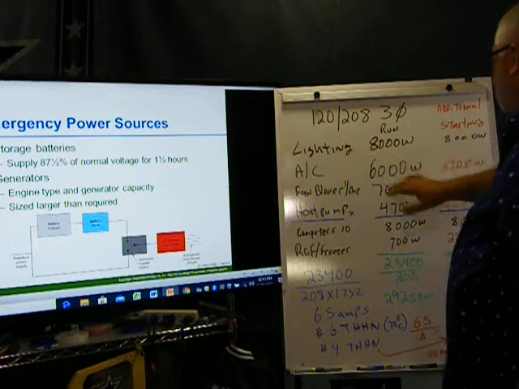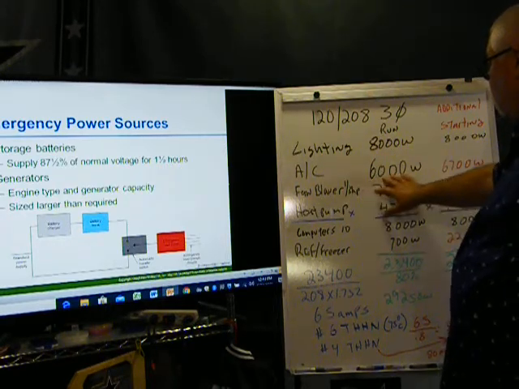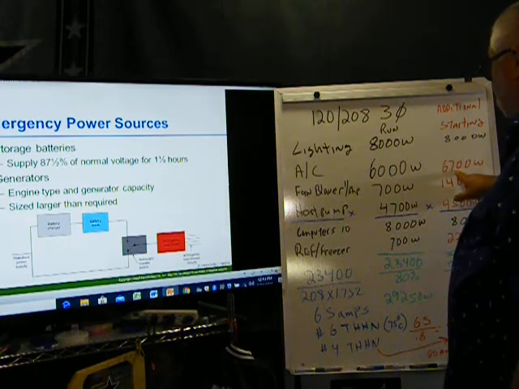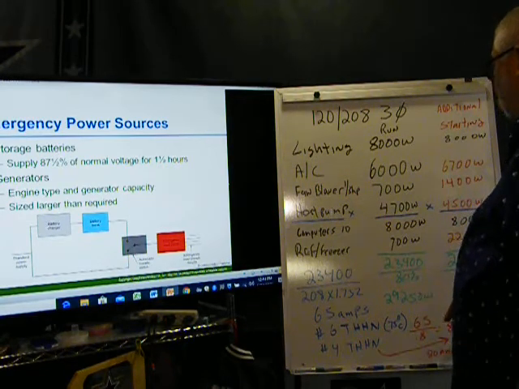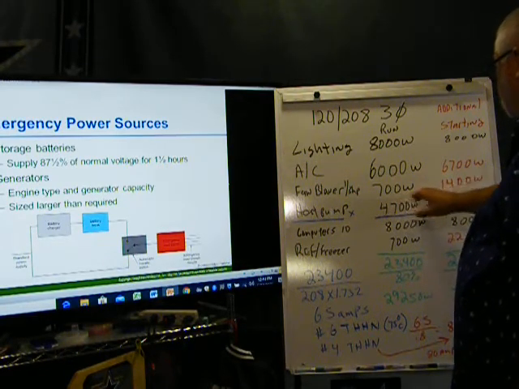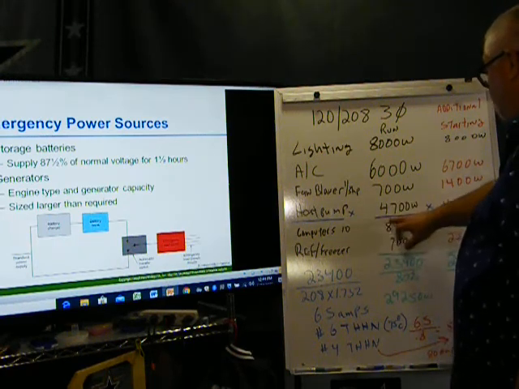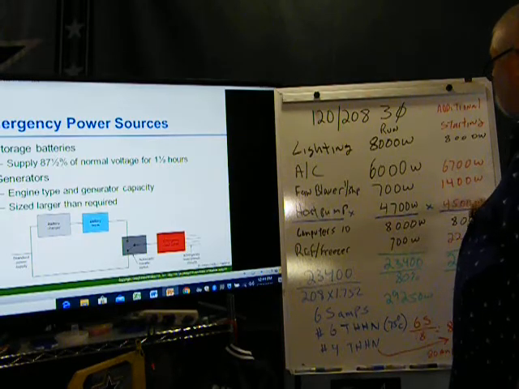So my lighting is 8,000. There's no extra. AC, 6,000 watts running, starting 6,700 watts. My fan blower, 1/3 horsepower, 700 watts running, 1,400 starting. I have a heat pump. My heat pump is 4,700 watts, 4,500 watts starting.